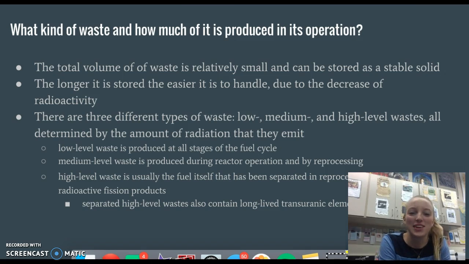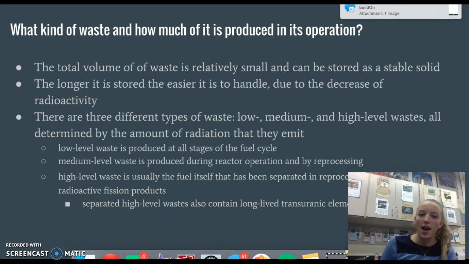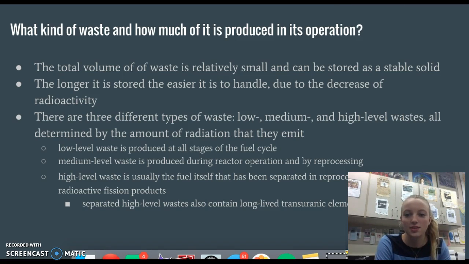Okay, so what kind of waste is produced when we're getting uranium? The total volume of waste is pretty small and can be stored as a stable solid. And the longer it's stored, the easier it is to handle because the radioactivity decreases. And there are three types of waste: low, medium, and high level. And they're all determined by the amount of radiation that they emit.